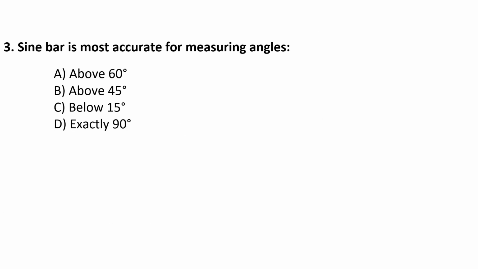The next question is: the sine bar is most accurate for measuring angles. In the limitations we discussed that the sine bar is suitable if the angle of measurement is below 15 degrees. So option C is the correct answer.